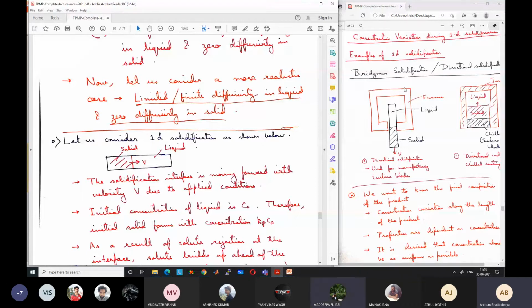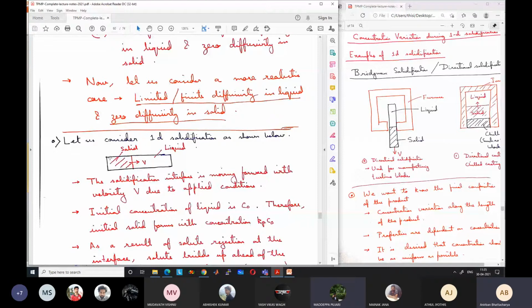So the solidification rate also depends on how fast you are pulling the mold, because the interface is always located here. The interface also moves forward in the mold. With respect to the mold, it is moving forward at 10 centimeter per hour, so the interface velocity is also v. If this is the domain, the interface is moving forward with velocity v, and on the other side we have liquid.